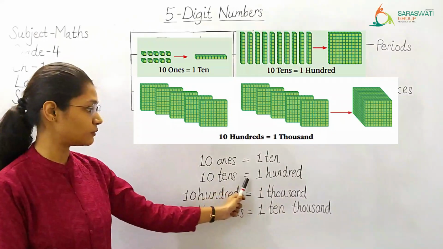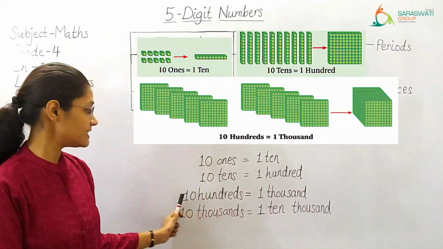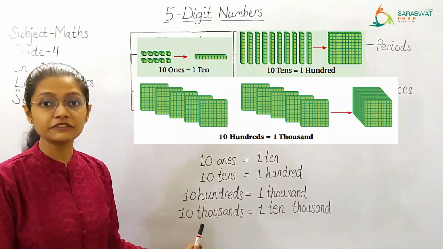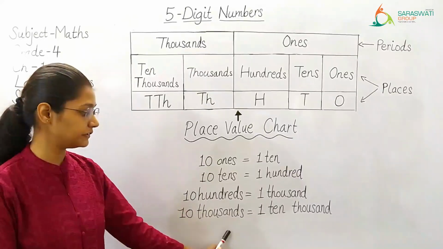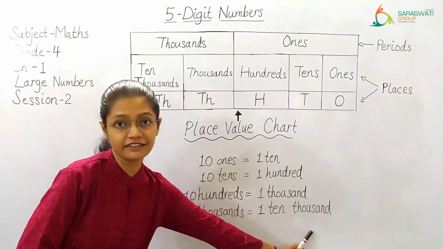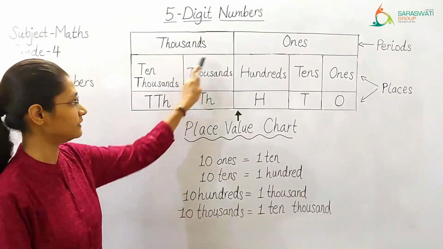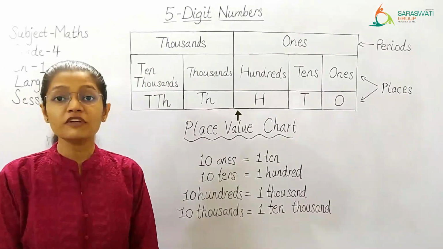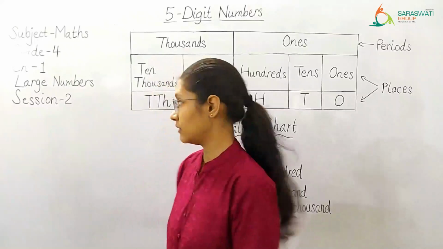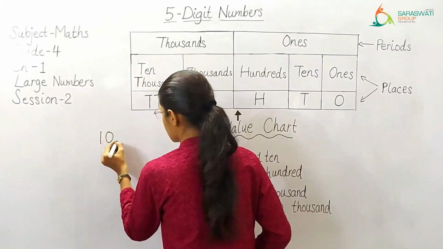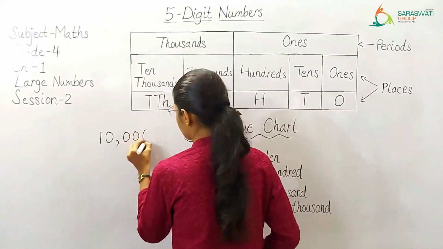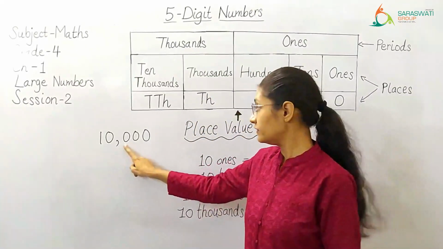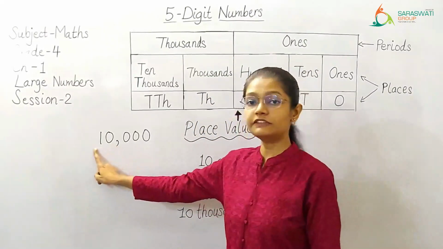Then 10 tens equal 100. Then 10 hundreds equal 1000. Now in the same manner, 10 thousands equal 1 ten thousand, 10,000. Now when we write a 5-digit number like this, 10,000, then this comma separates the ones period and the thousands period.